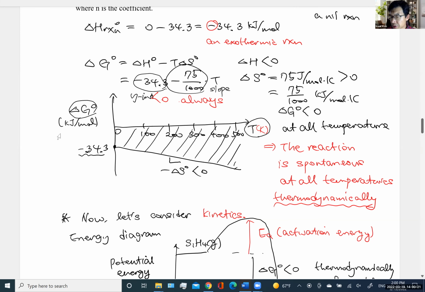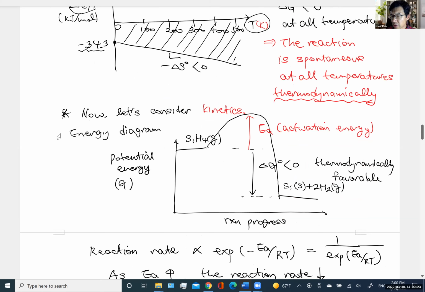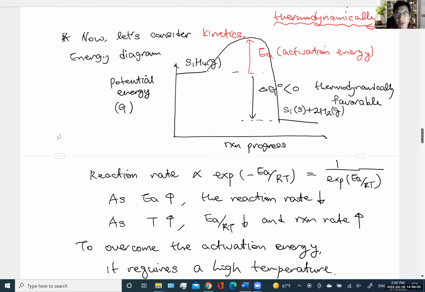Now, we need to consider kinetics. Thermodynamics and kinetics are a different story, so make sure not to mix up kinetics and thermodynamics. Let's draw the energy diagram.